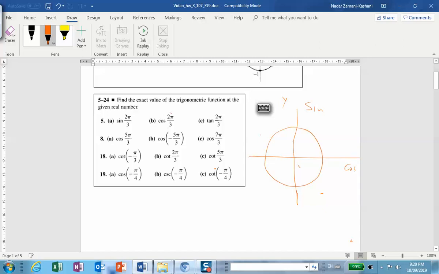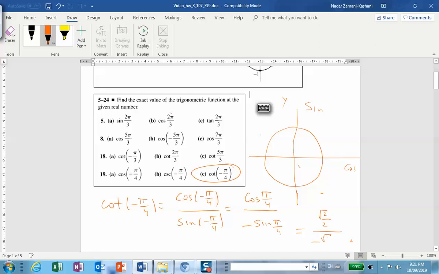So cotangent of minus pi over 4 is cosine of minus pi over 4 divided by sine of minus pi over 4. Instead of going to the trig circle, let's use our knowledge that cosine is an even function, sine is an odd function. So the top is cosine of pi over 4, the bottom is minus sine of pi over 4. And this means it's root 2 over 2 over minus root 2 over 2, and this is minus 1.